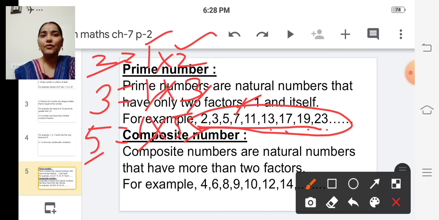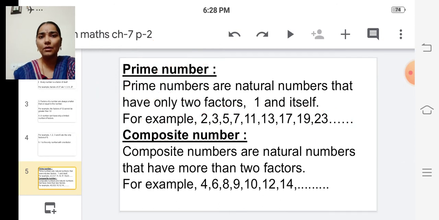Similarly for every prime number, 1 and the number itself are the only two factors. So a prime number will have only two factors, 1 and the number itself. So it can be exactly divided by 1 and the number itself, isn't it? Because the factors of a prime number are 1 and the number itself. So prime numbers can be exactly divided by 1 and the number itself.